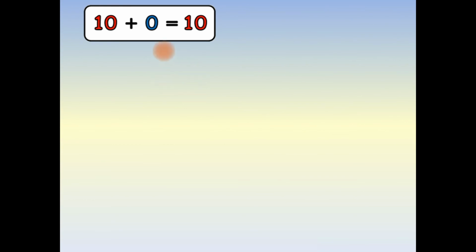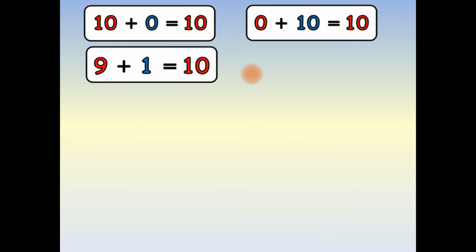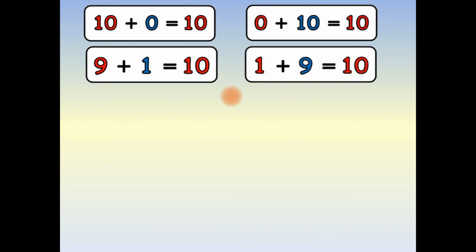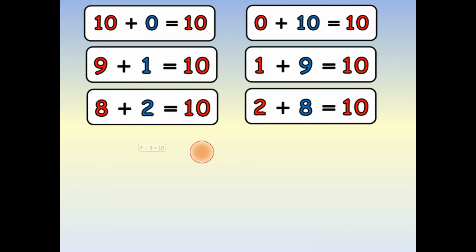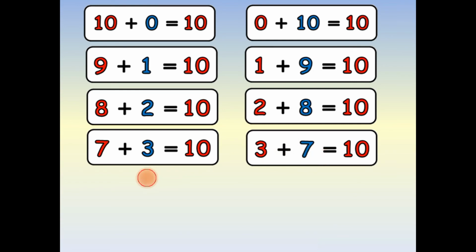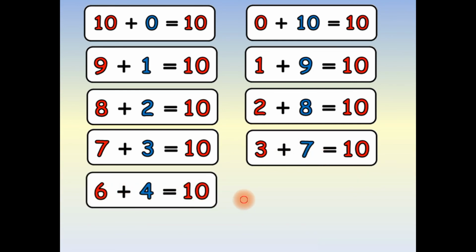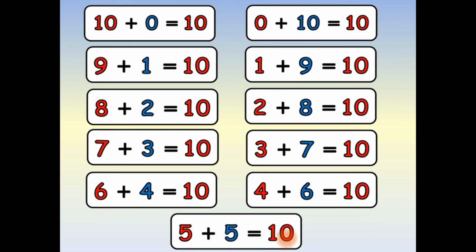We are going to write the fact families of 10 and their inverse. We should memorize them by heart. 10 plus 0 equals 10, and its inverse is 0 plus 10 equals 10. 9 plus 1 equals 10, and its inverse 1 plus 9 equals 10. 8 plus 2 equals 10. 2 plus 8 equals 10. 7 plus 3 equals 10. 3 plus 7 equals 10. 6 plus 4 equals 10, and its inverse 4 plus 6 equals 10, and finally 5 plus 5 equals 10.